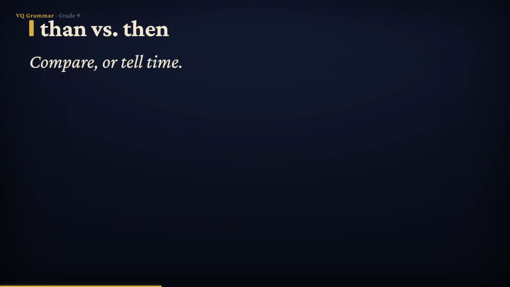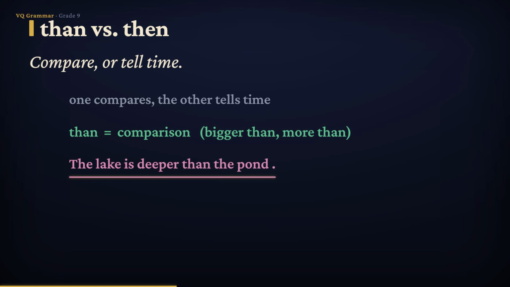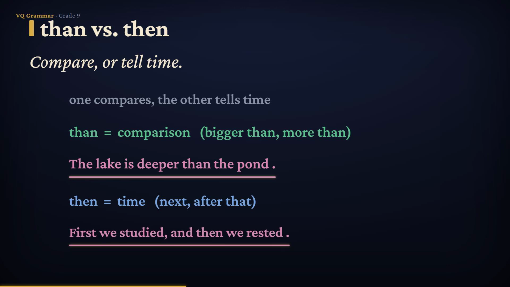Now a pair that's really about spelling and meaning. Than and then. One of them compares, the other tells time. Than is the comparison word. Bigger than, faster than, more than. The lake is deeper than the pond. We're comparing two things. Then is the time word. It means next, or after that. First we studied, and then we rested.